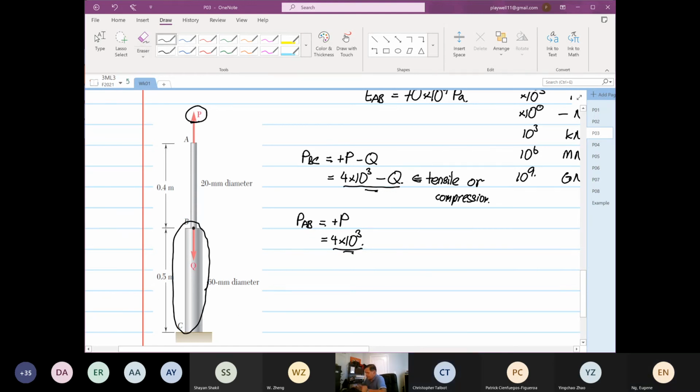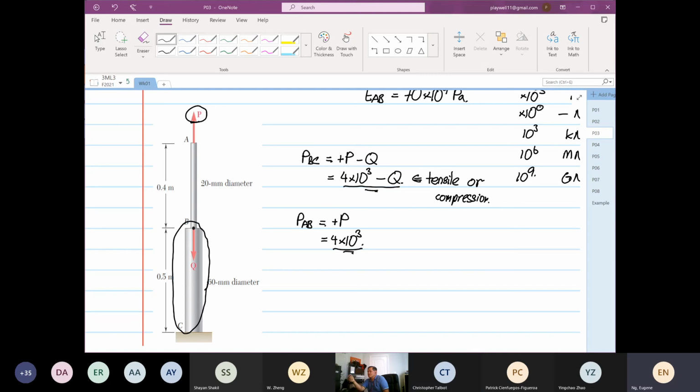Now, can anyone ask a question? If I don't hear a question, it's worrying. Are we not solving for Q? We are solving for Q, but now the question is why in PBC we consider Q and in PAB we ignore Q. Can anyone tell me why?